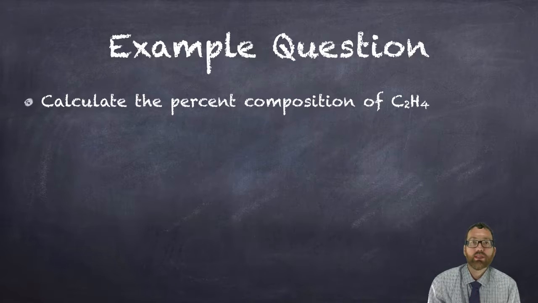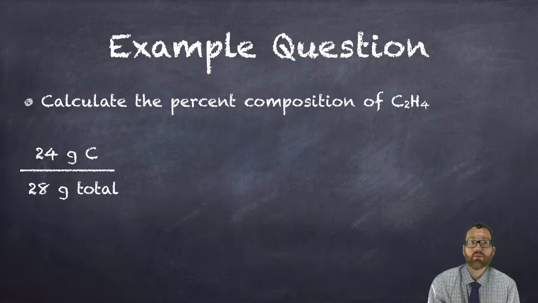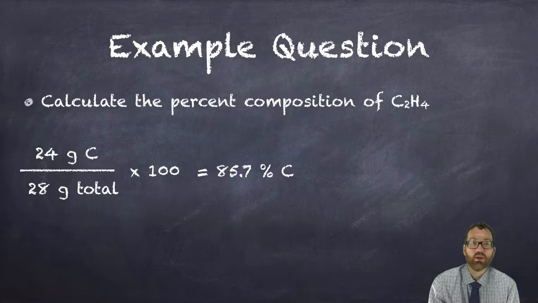Calculate the percent composition of C2H4. C2H4 is made up of 2 carbons, which both weigh 12, and 4 hydrogens, which all weigh 1. So 12 plus 12 is 24. I have 24 grams of carbon. If I have 24 grams of carbon plus 4 hydrogens, and each hydrogen weighs 1, that means I have 28 grams total. So 24 grams of carbon divided by 28 grams total times 100 is 85.7% carbon.